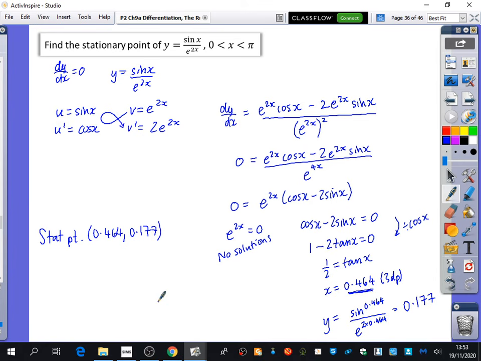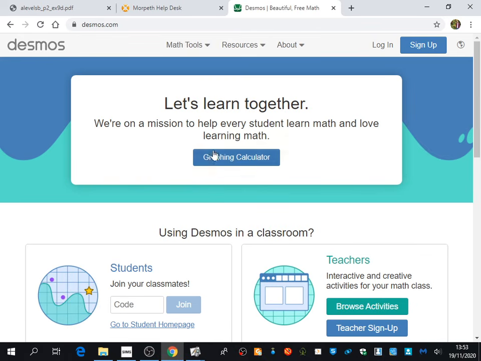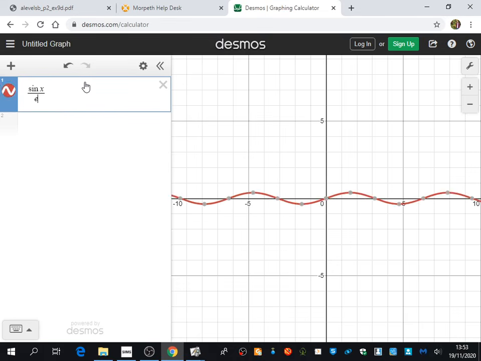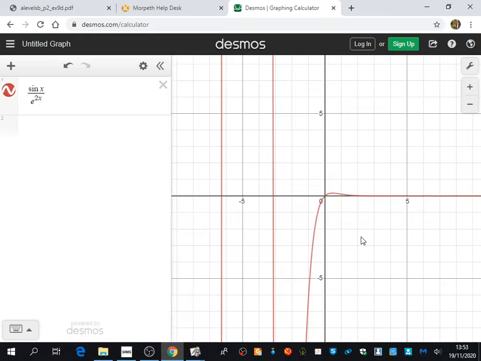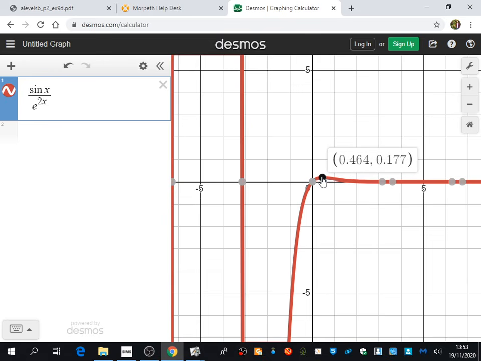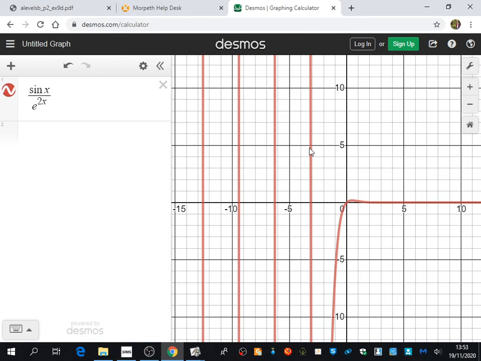Do you mind if I quickly go on Desmos? Okay, I'll come back to this bit so you can write it down in a second, but this is the e to the sine x over e to the 2x graph, and the stationary point looks like it's here for the range that we were talking about, which is 0.464, 0.177, which is what we had, okay? Very strange looking graph. It gets super extreme over here, just tails off there.